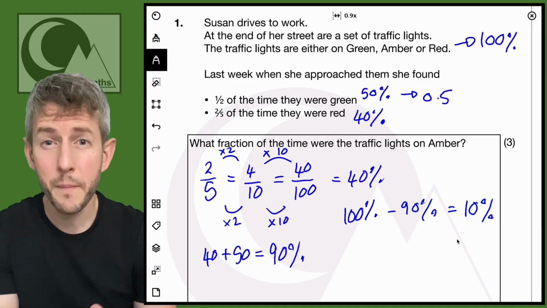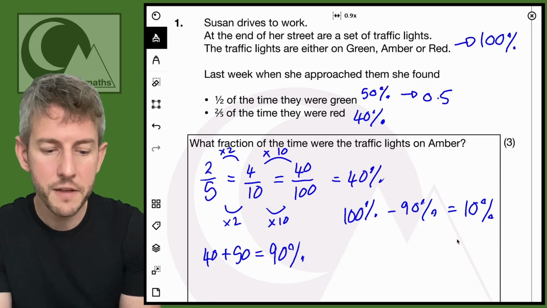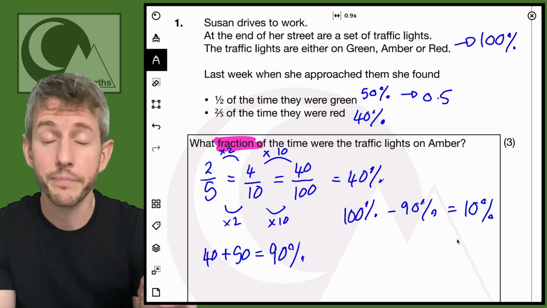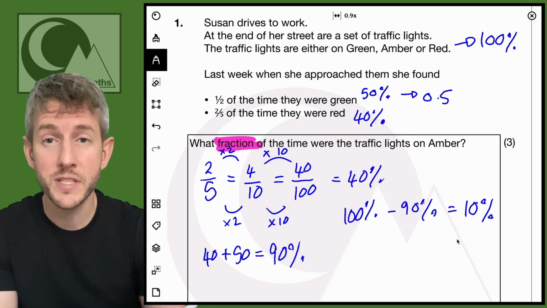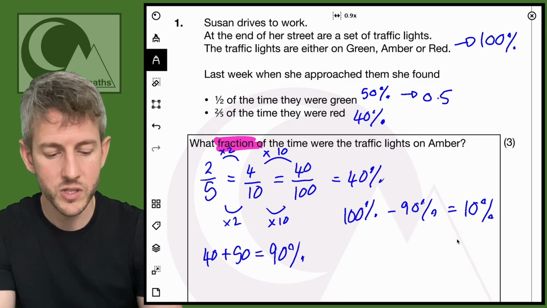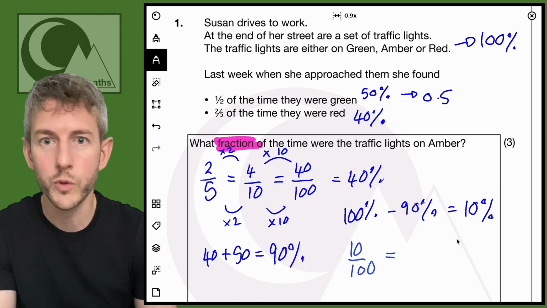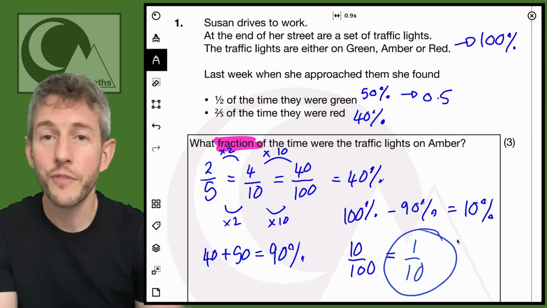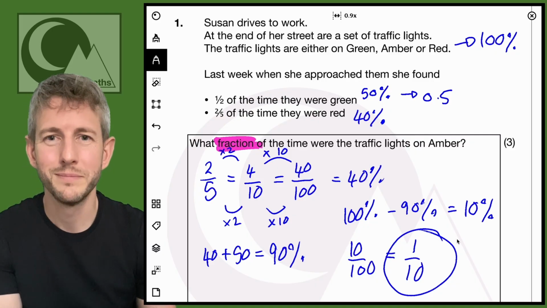So we know that 10% of the time the lights are on amber, but they've asked for what fraction of the time. So what we need to do is remember that 10% means 10 out of 100. So I'm going to write that as 10 out of 100, and that equals 1 out of 10. So there we go. The answer to that first question was 1 out of 10.